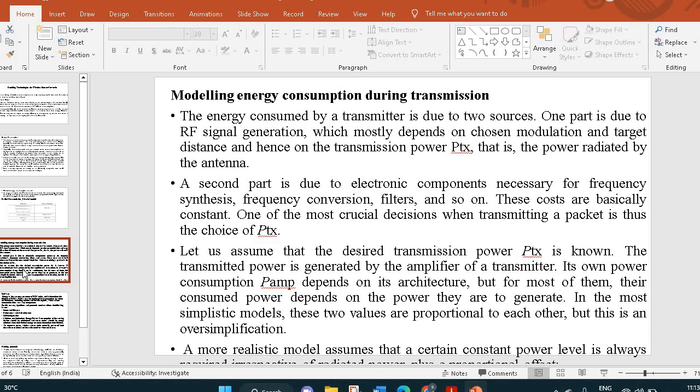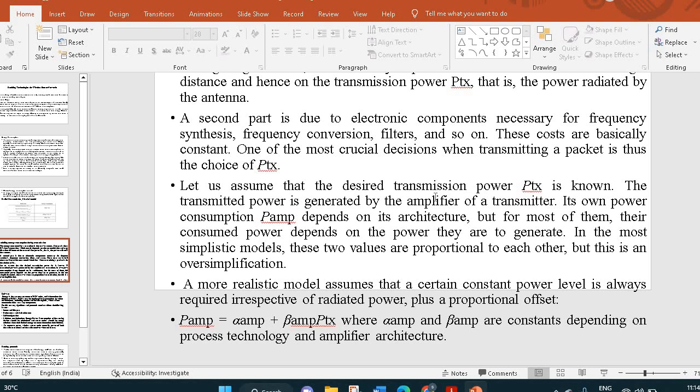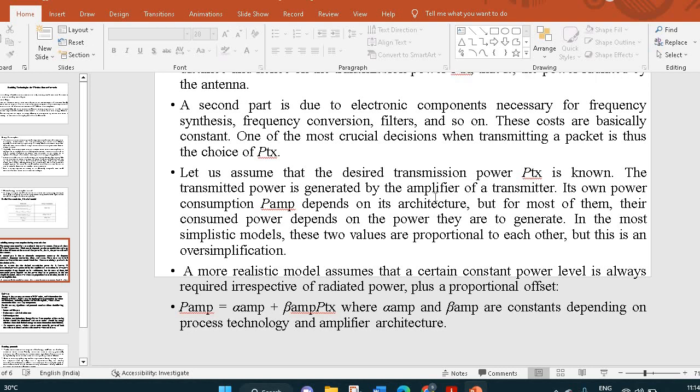Modeling energy consumption during transmission. The energy consumed by the transmitter is due to two sources. One part is due to RF signal generation, which mostly depends on the chosen modulation and target distance, and hence on the transmission power, PTX, that is the power radiated by an antenna. A second part is due to electronic components necessary for frequency synthesis, frequency conversion, filters, and so on. These costs are basically constant. One of the most crucial decisions when transmitting a packet is thus the choice of PTX.